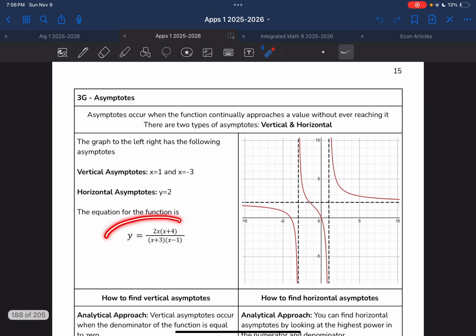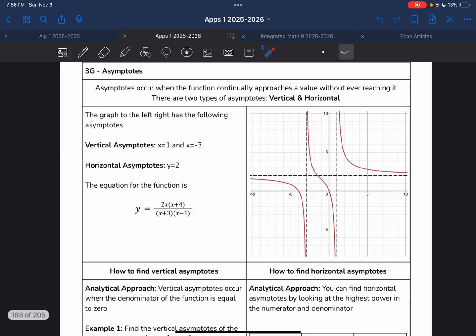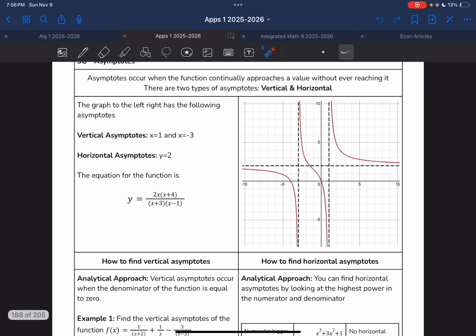So what is drawn there is this function here. And so we have a horizontal asymptote at y equals 2, and we have vertical asymptotes at x equals -3 and x equals 1. And so the question you might be asking is, if we see a function, how do we know what its asymptotes are?